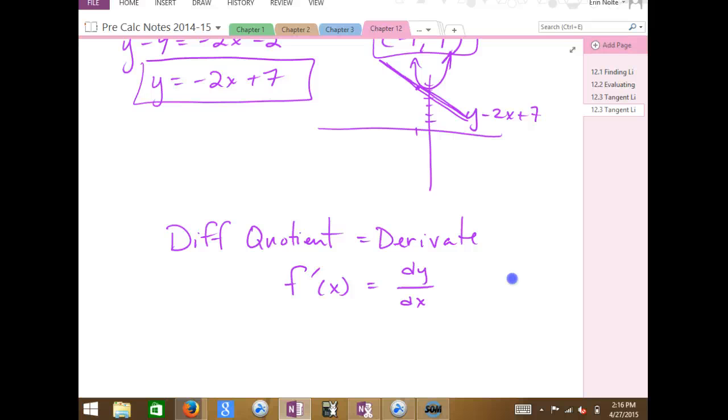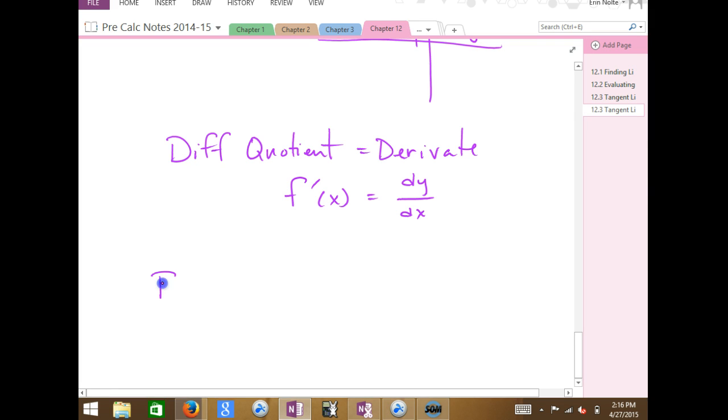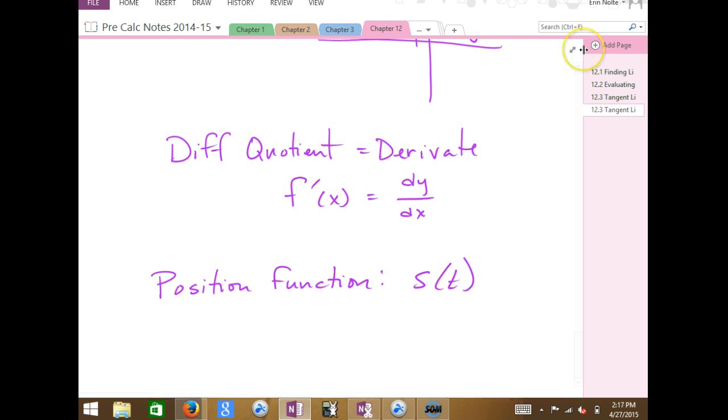So this is why derivatives are so important. Let's say I have some position function. I'm almost done. Let's say my position function is s of t. Derivative, oops. I totally spelled that wrong. Derivative. There you go. Thank you for catching the mistake.